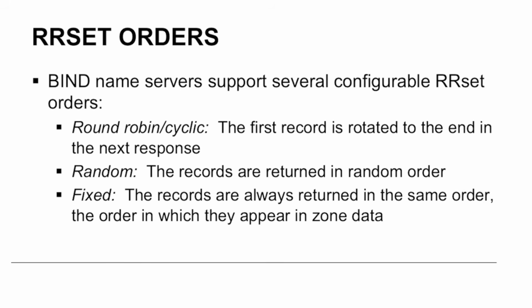The three most common RRset orders are round robin, also known as cyclic, in which the first record returned is rotated to the end of the list after each response; random, in which the records are returned in a random order; and fixed, in which the records are always returned in the same order, usually the order in which they appear in the zone data file.